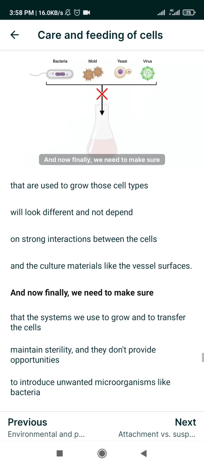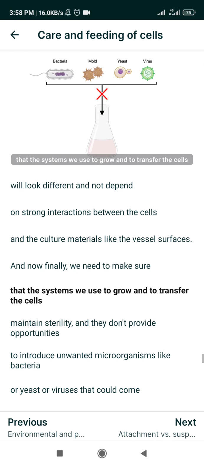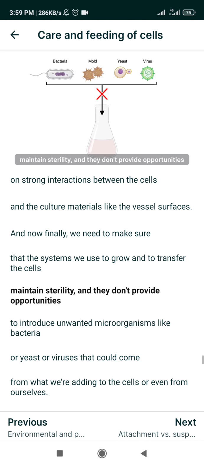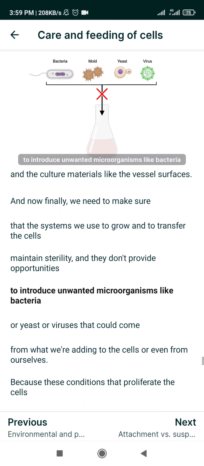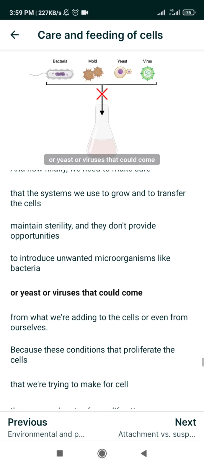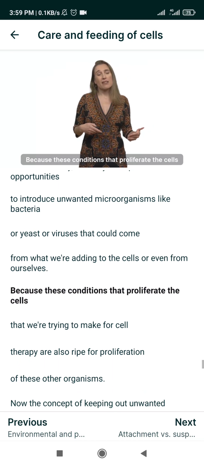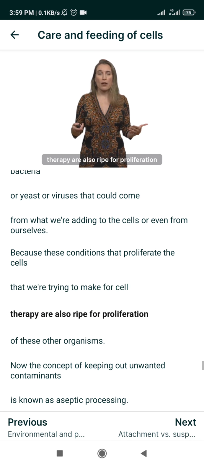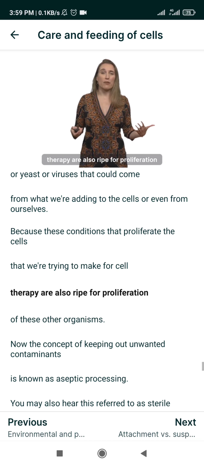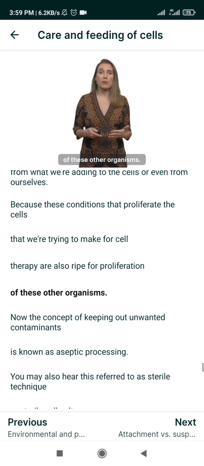And now finally, we need to make sure that the systems we use to grow and to transfer the cells maintain sterility, and they don't provide opportunities to introduce unwanted microorganisms like bacteria or yeast or viruses that could come from what we're adding to the cells or even from ourselves, because these conditions that proliferate the cells that we're trying to make for cell therapy are also ripe for proliferation of these other organisms.